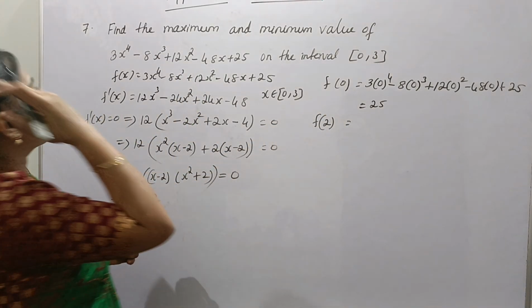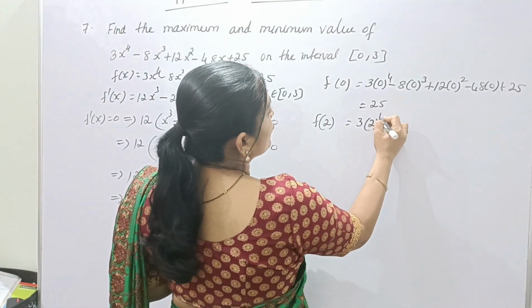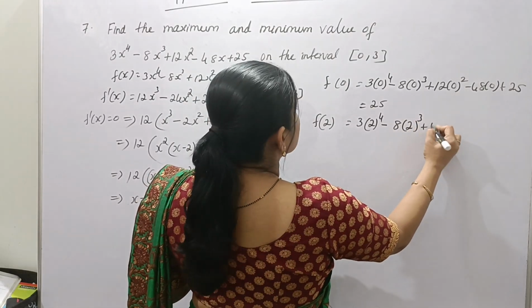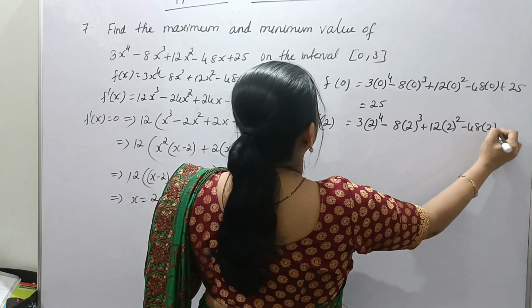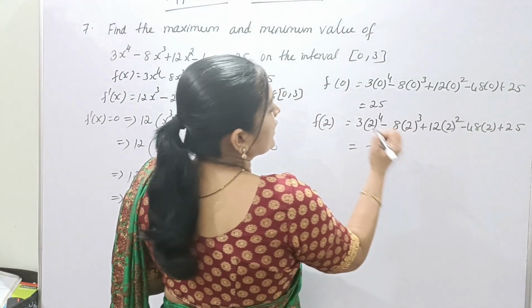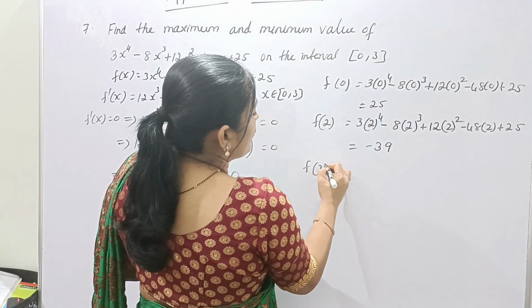So f of 2 is equal to, substituting x is equal to 2, 3 into 2 raised to 4 minus 8 into 2 cube plus 12 into 2 square minus 48 into 2 plus 25. So this total will be minus 39. Okay. Then find the maximum value of x, that is f of 3.